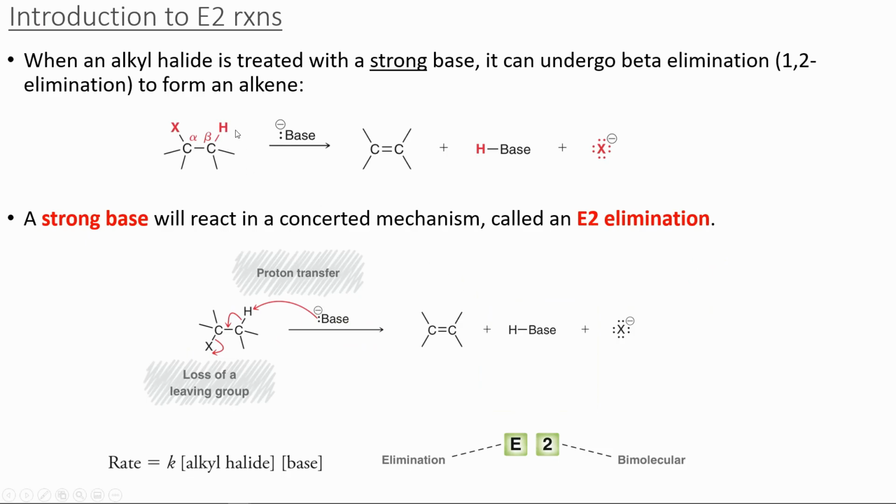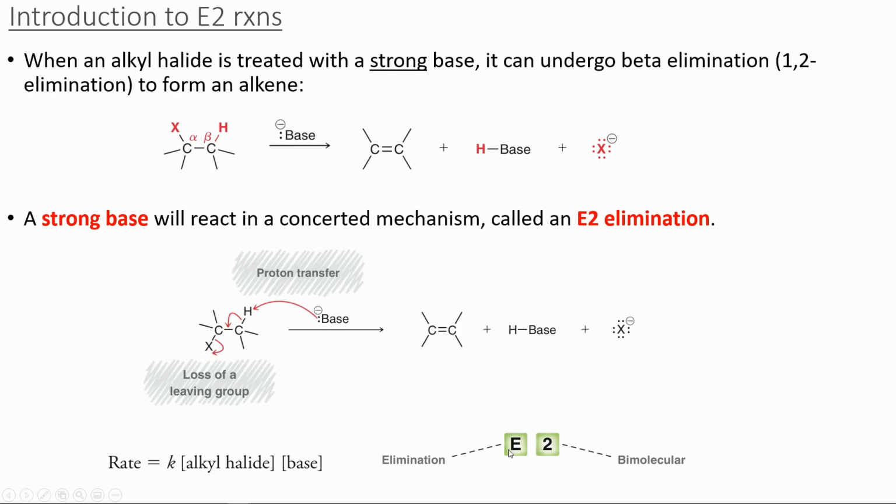So when we have an alkyl halide that has a beta hydrogen in the presence of a base, instead of a substitution reaction, we can also have an elimination reaction occur. This is a 1,2 elimination or a beta elimination and requires a hydrogen to be on the carbon next door to the halogen. A strong base will react in a concerted mechanism. So we have 3 arrows in this mechanism. The first arrow is a proton transfer from the beta proton to the base. Those electrons then go to form the double bond, which ejects the leaving group.